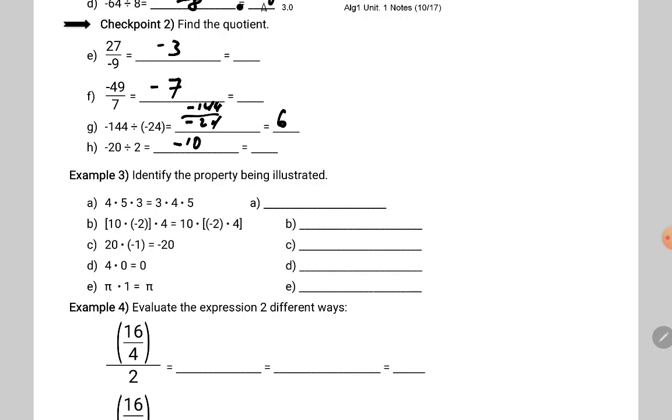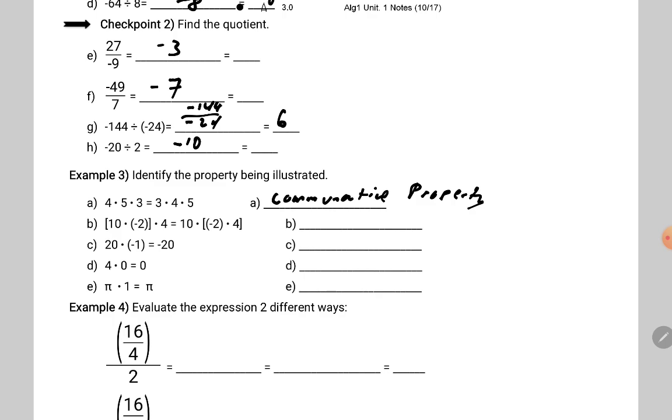Okay, here we go. Identify the property being illustrated. So we have 4 times 5 times 3, 3 times 4 times 5. So all they did was change the order, and that would be the commutative property. That's the one where it said A times B is B times A. So this one, you can just change the order however you want.